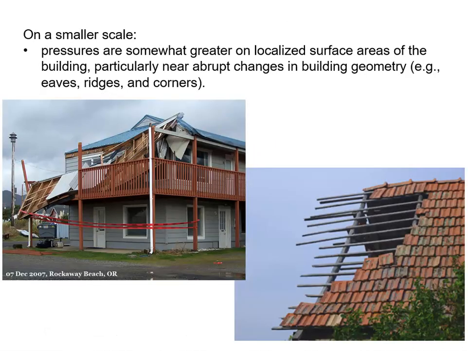Now, if we look at it on a smaller scale, we have pressures that are often greater on localized surface areas, particularly near abrupt changes in geometry: eaves, ridges, and corners. This short little building has no worries about being blown over completely, but the wind will damage it at more local conditions. Roof overhangs are very vulnerable areas. Wherever the geometry of a building changes, that's where wind could grab onto the building and cause potential damage.